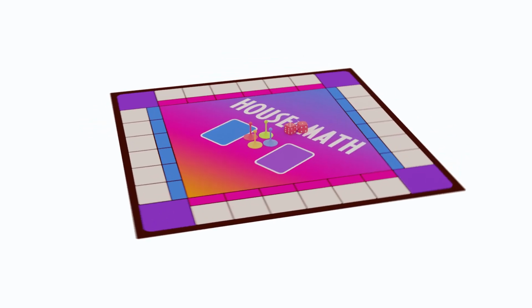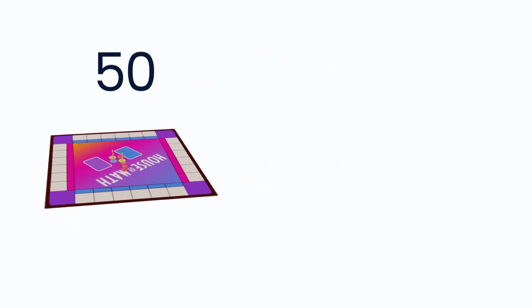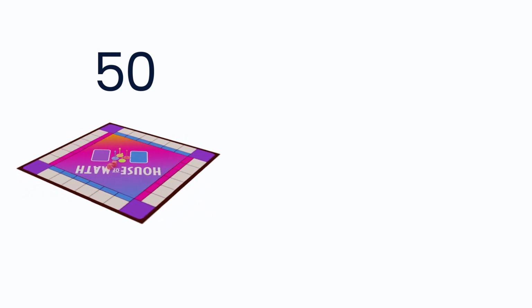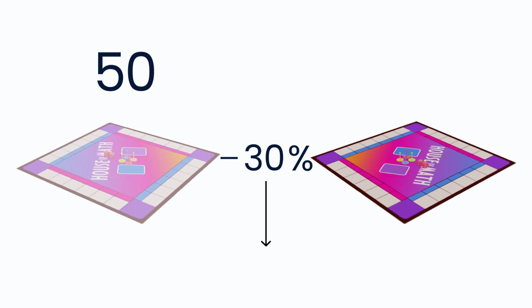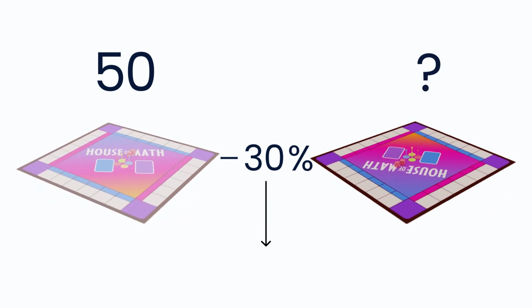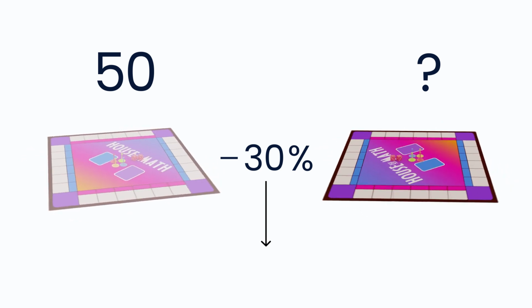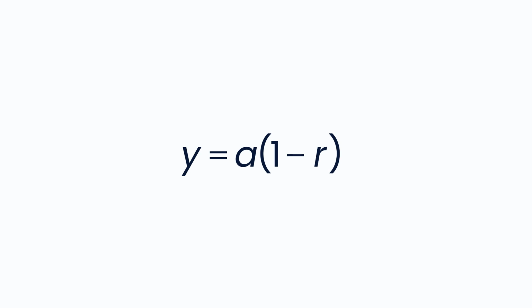You want to buy yourself a new board game, which has an initial retail price of $50. The board game is expected to go on sale for 30% off next month. How can you use a formula with a decay factor to find the price of the board game the following month? The smart thing to do is to use this formula with a decay factor. Y equals A times the quantity 1 minus R.